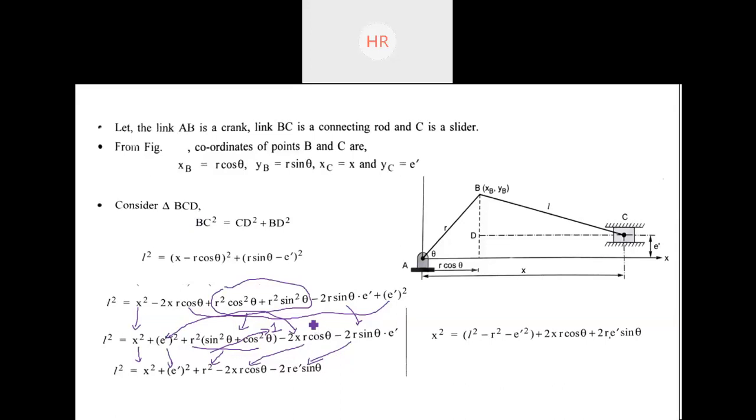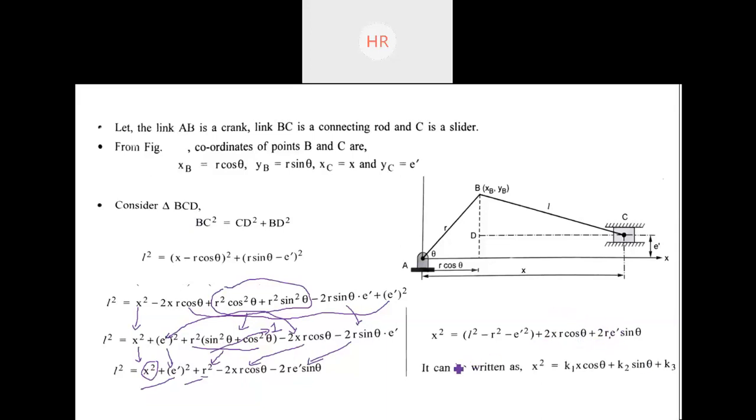Further simplifying, keep the x square term on one side and take everything else to the other side. So x square is equal to L square minus r square, since r square goes across and becomes negative. Similarly, minus e dash square is negative, so it goes across and becomes plus. So plus 2xr cos theta plus 2r e dash sin theta.